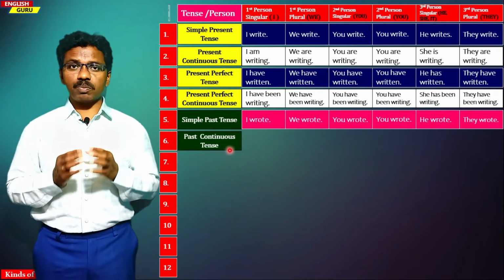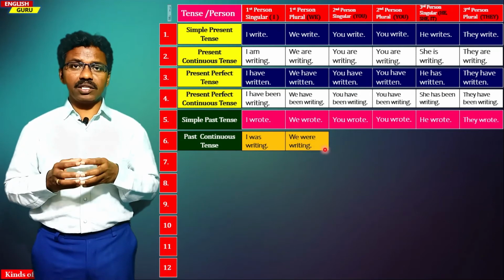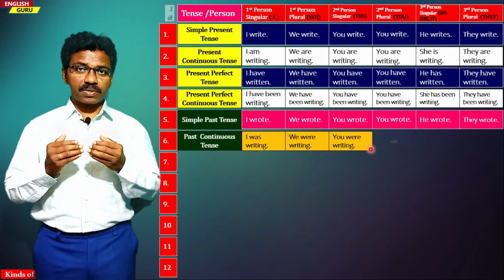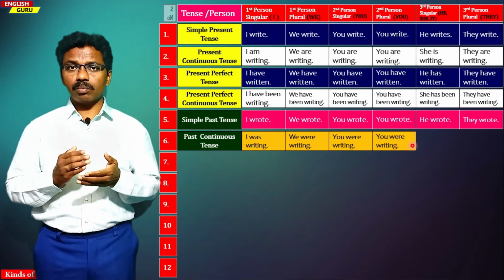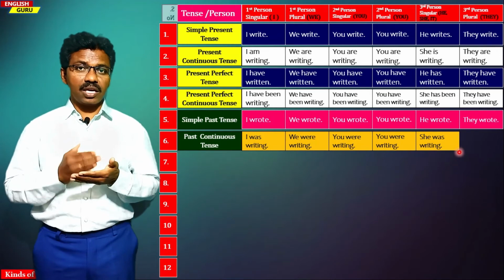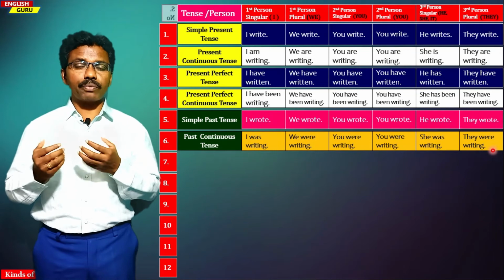And the sixth one is past continuous tense. First person singular I was writing, plural we were writing, and second person singular you were writing, plural you were writing, and third person singular he, she, it was writing, plural they were writing.